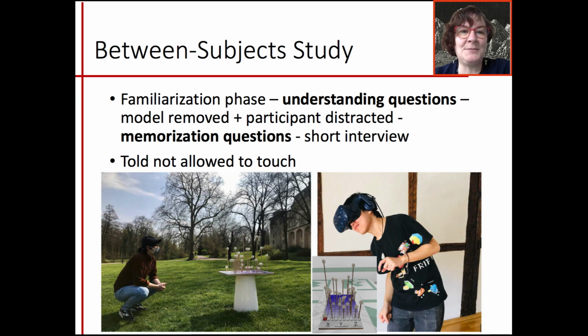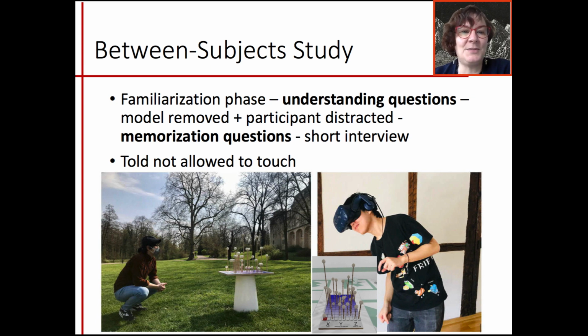This was a between subjects study because we only had one model. It started with around 5 minutes of familiarization for the participants to explore the model, and they were given explanations of the axis. In phase 2, they were asked increasingly complex questions about the data set, and the time taken until a correct answer was given was recorded. If they got it wrong, they were told so and could try again. Then the model was removed, and the participant was distracted with questions about something else. Then followed another phase with memorization questions of increasing complexity, where we noted the correct answers. This finished with a short interview.